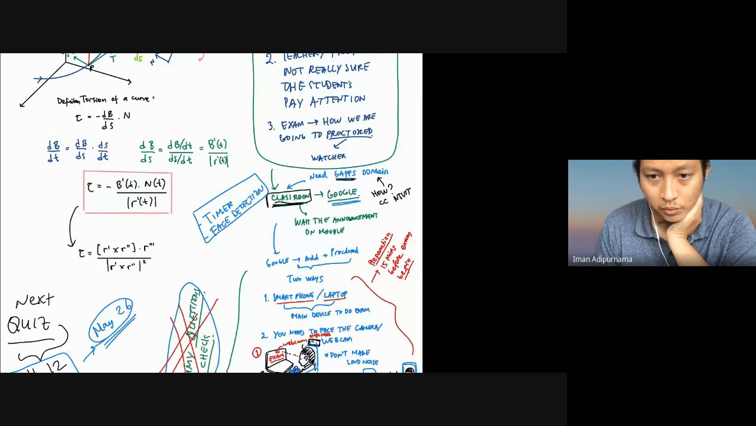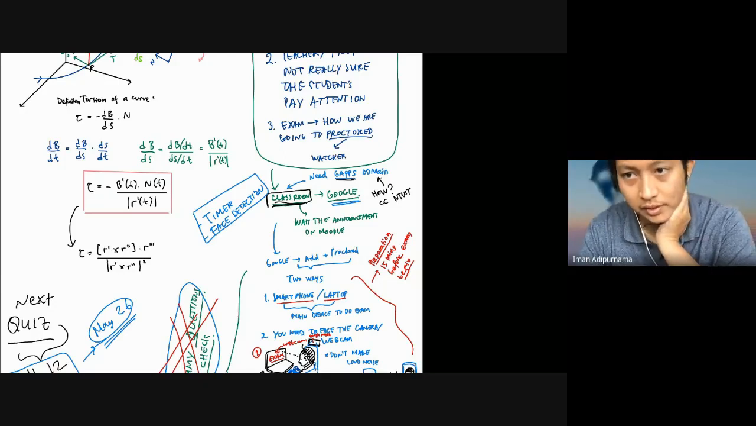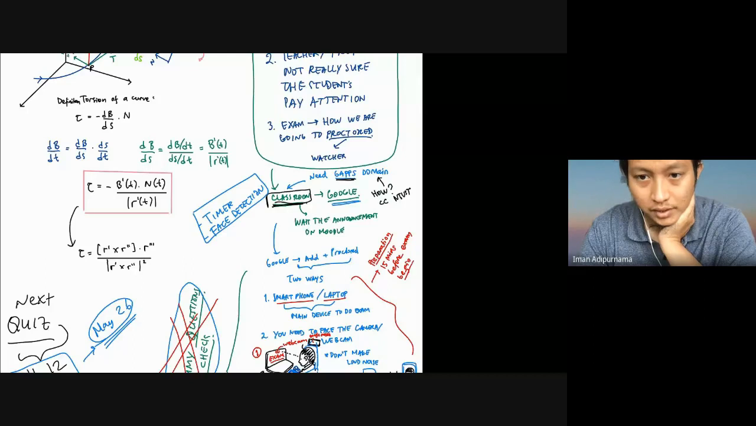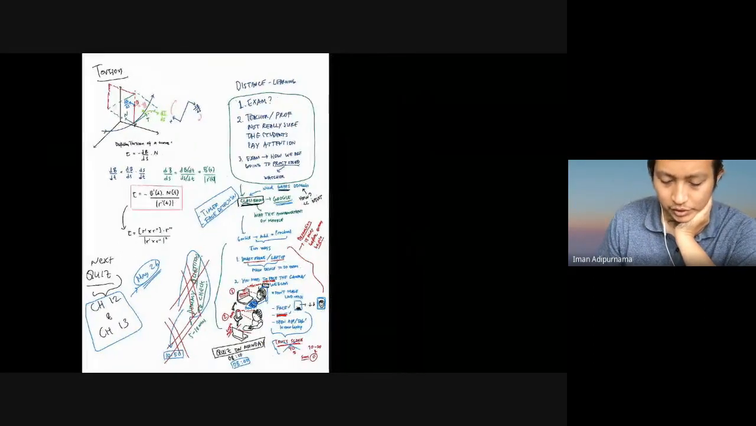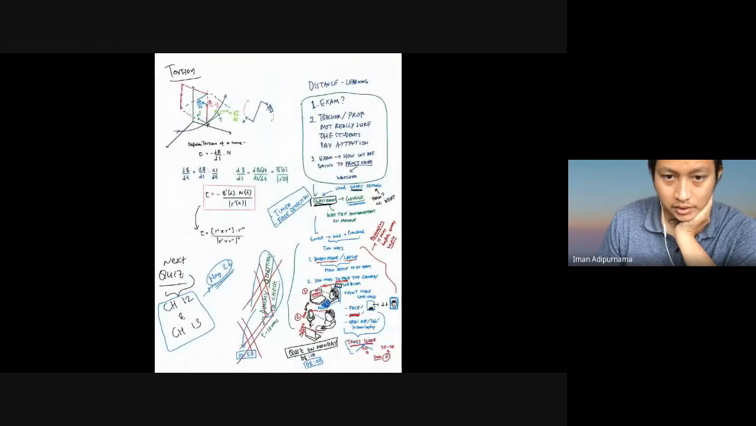This weekend, what we are going to do, blah blah blah: you create the GApps account and click the link that I sent, the Google Classroom invitation link. I also wrote down the link on Moodle, so you can check Moodle if you forget to save this link. Okay, I think that's the information for the quiz and exam.